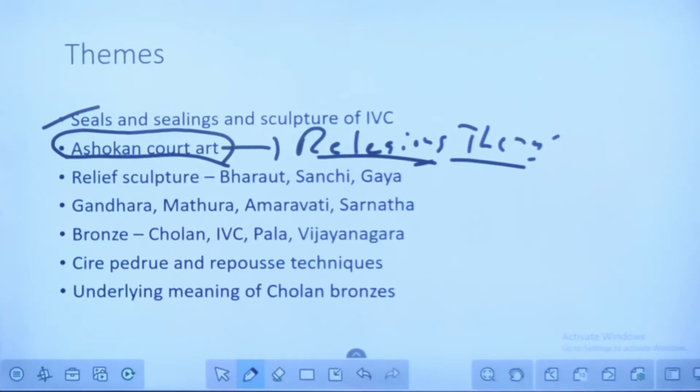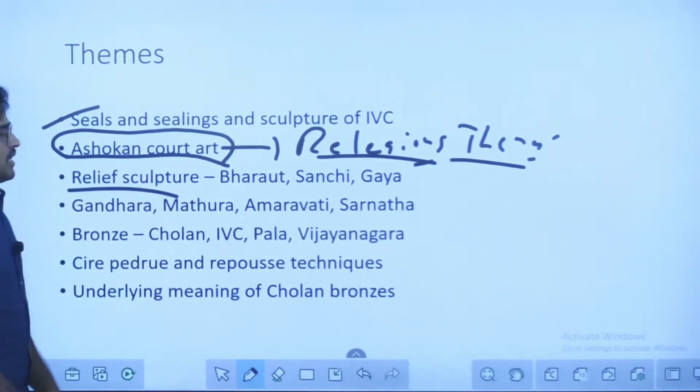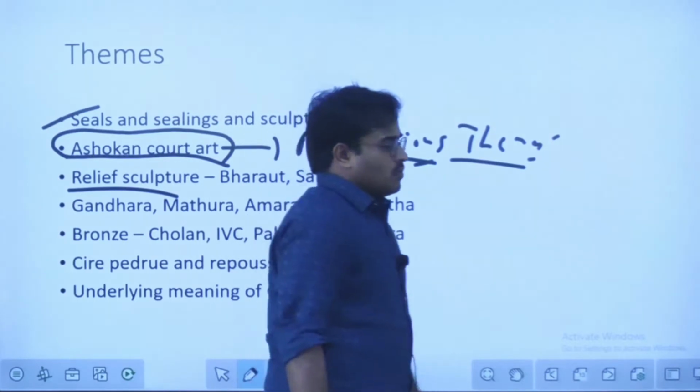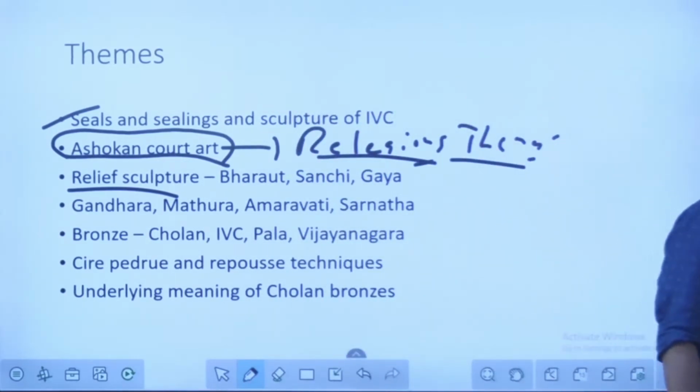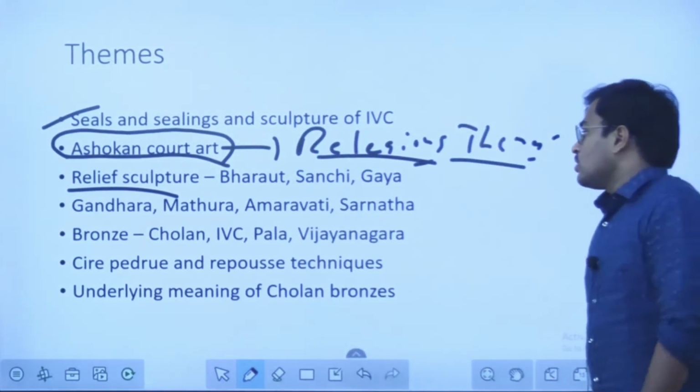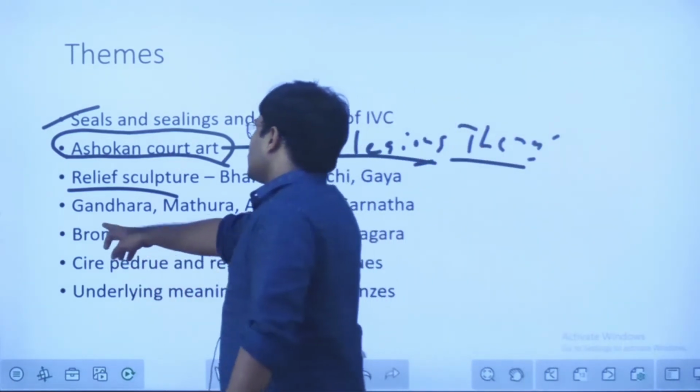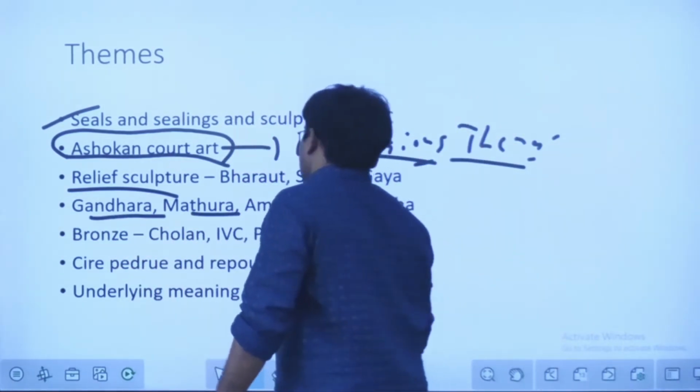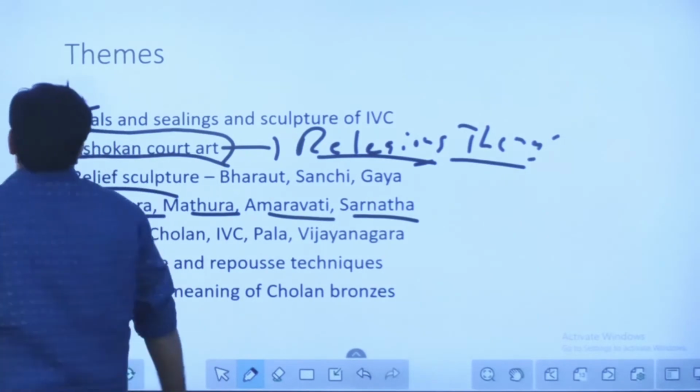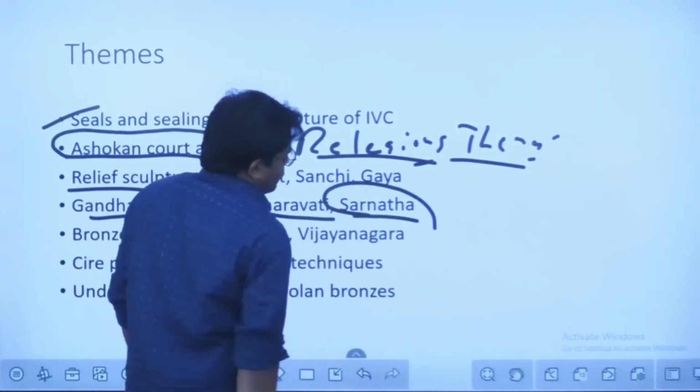Then on relief sculpture also they can ask a question. I have given it in the slides too. Relief sculpture: Bharhut, Sanchi and Gaya. They can ask a question on the same thing too. Then you have four schools: Gandhara, Mathura, Amaravati and Sarnath. And a question on Sarnath is quite possible.